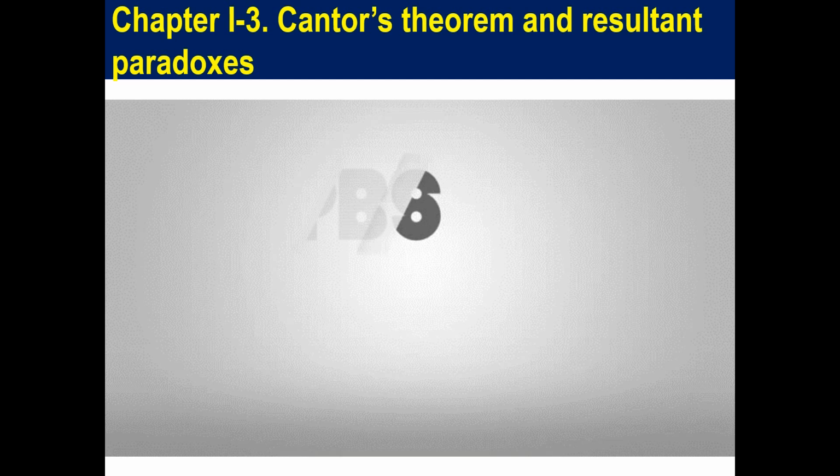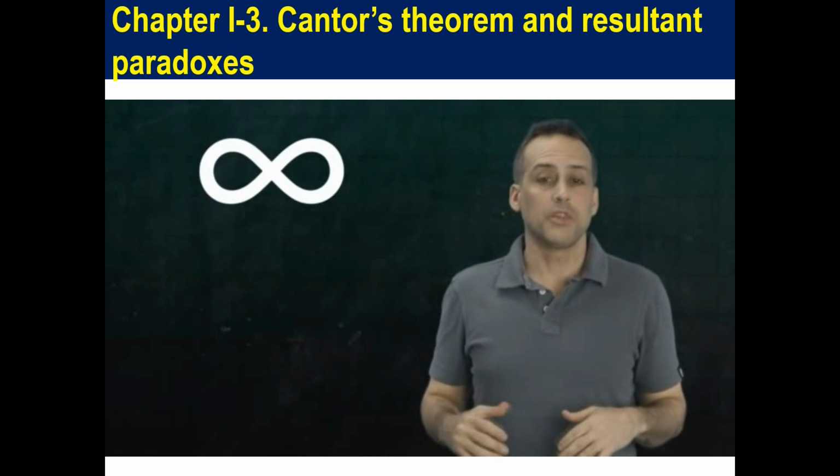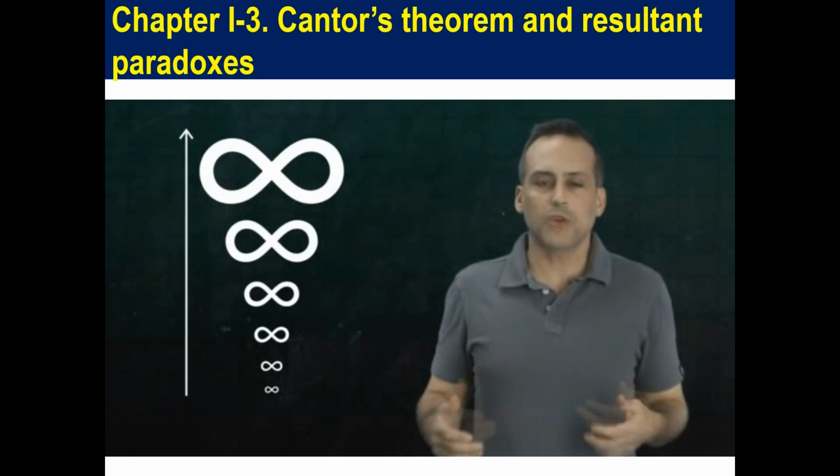Infinities come in different sizes. There's a whole tower of progressively larger sizes of infinity. So what's the right way to describe the size of that whole tower?